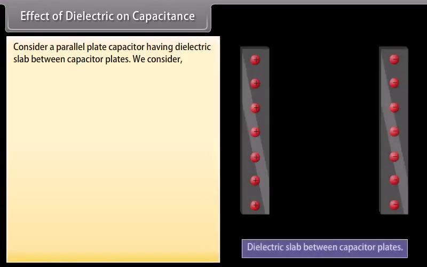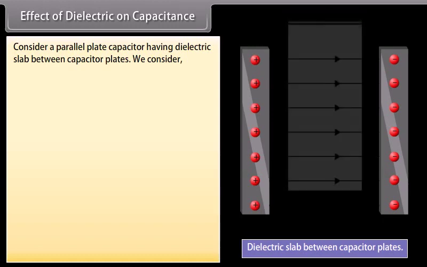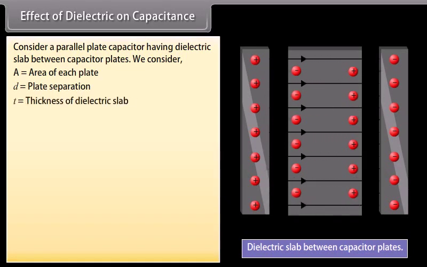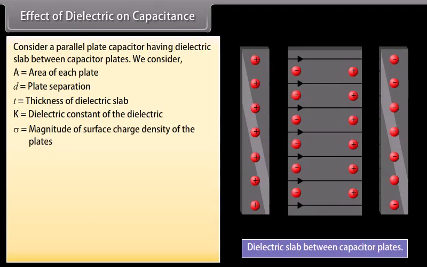Effect of dielectric on capacitance. Consider a parallel plate capacitor having a dielectric slab between the capacitor plates. We consider A is equal to the area of each plate, D is equal to plate separation, T is equal to the thickness of the dielectric slab, K is equal to the dielectric constant of the dielectric, sigma is equal to the magnitude of surface charge density of the plates.